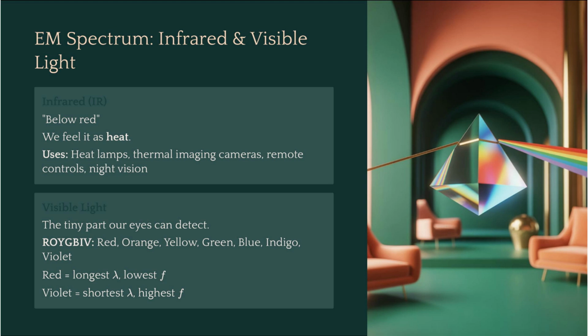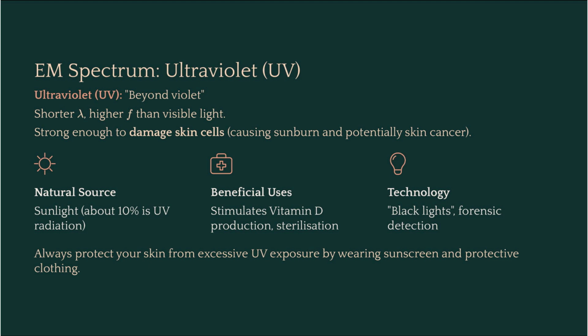Right next to it is the sliver of visible light. It's the rainbow, from red, lowest f, to violet, highest f. Roy G. Biv. What's beyond violet? Ultraviolet, or UV. Ultra means beyond.